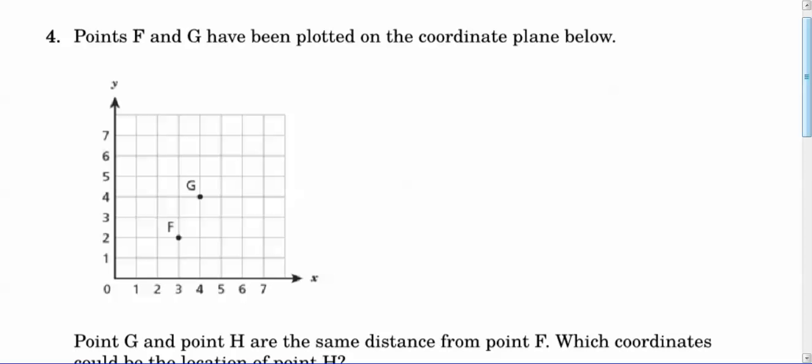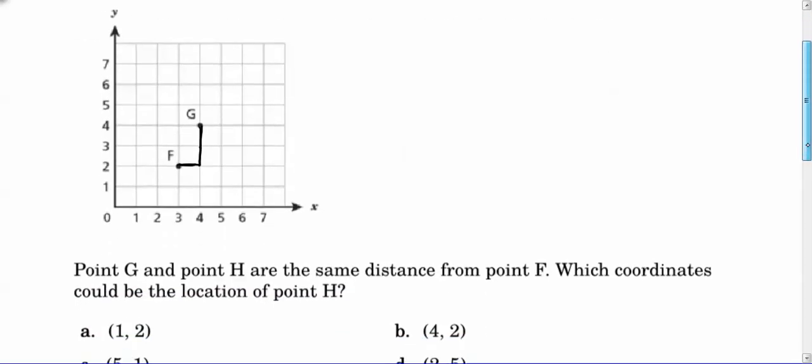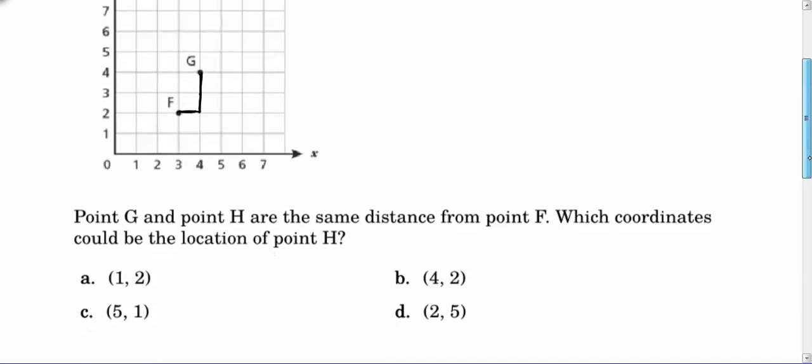A lot of kids are looking at this going, well, it's that far away, right? Well, in 6th grade, we have to count units horizontally and vertically, right? So we know this is a total of 1, 2, 3 units away. So which coordinates could be the location of point H? So we've got to plot these points and figure out, is it 3 units away?